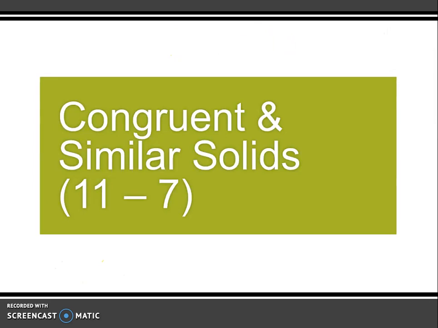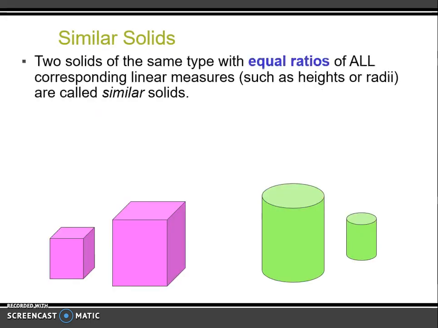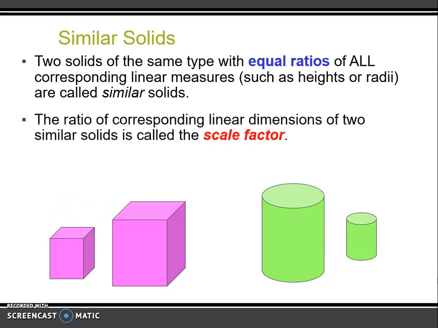Now we're going to look at congruent and similar solids. So congruent solid, two solids of the same type with all equal linear measures such as heights or radii are called congruent solids. So when they have all equal measures, they're congruent solids. Here are similar solids, two solids of the same type with equal ratios of all corresponding linear measures such as heights or radii are called similar solids. So right here, the ratio of corresponding linear dimensions of two similar solids is called scale factor.